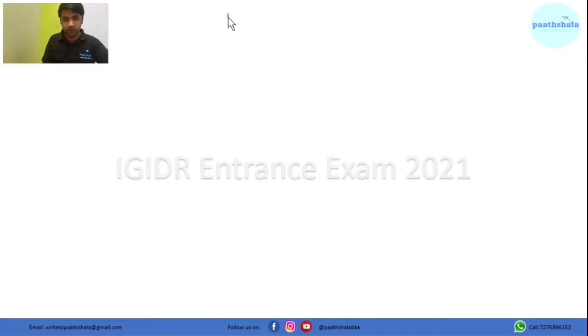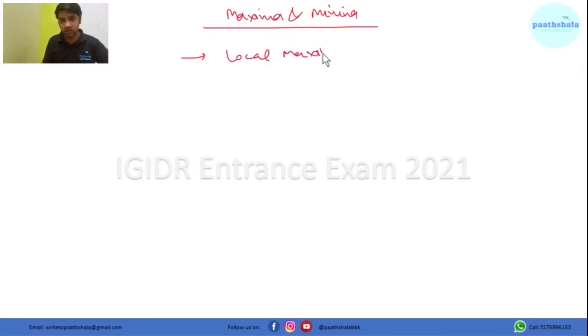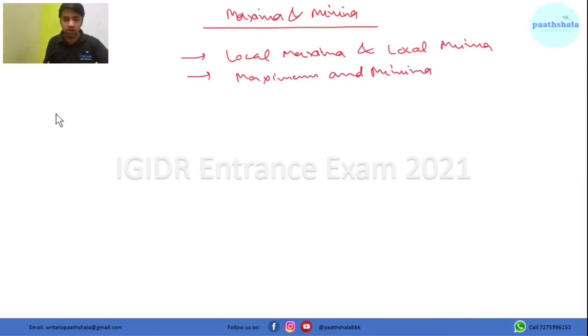Now let's move to the next topic, that is maxima and minima. This is a very important topic because generally two kinds of questions are asked. One is finding out local maxima and local minima, and the next kind of question is finding out the maximum value and minimum value. In order to solve these questions, we use two kinds of tests.